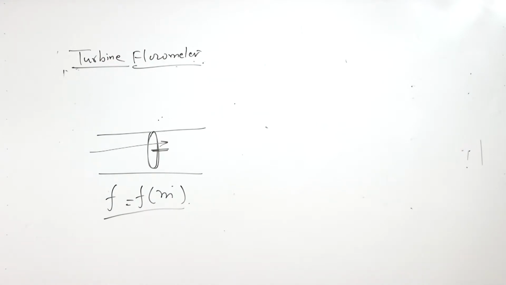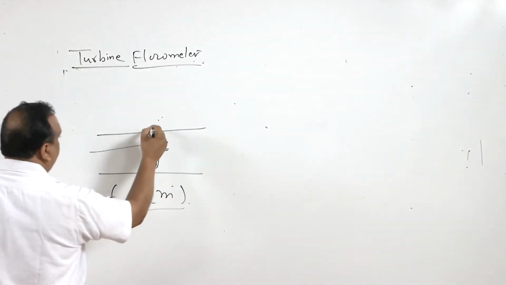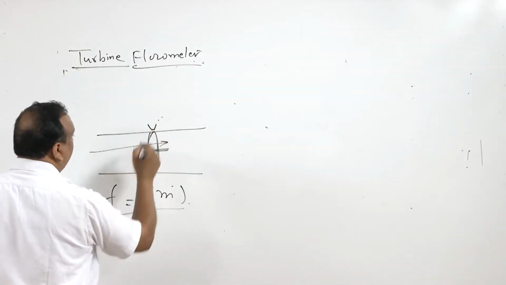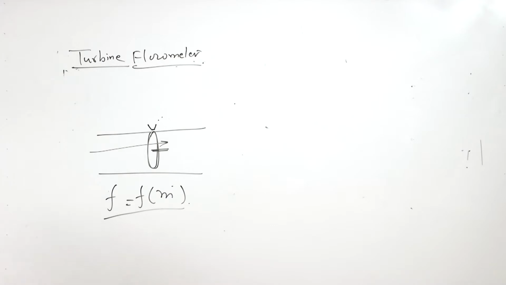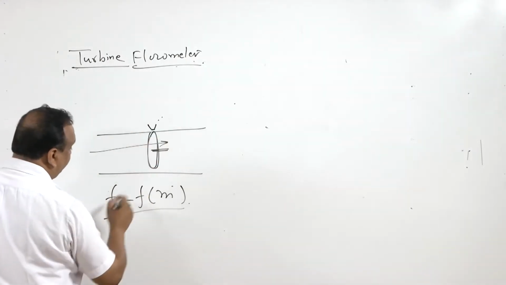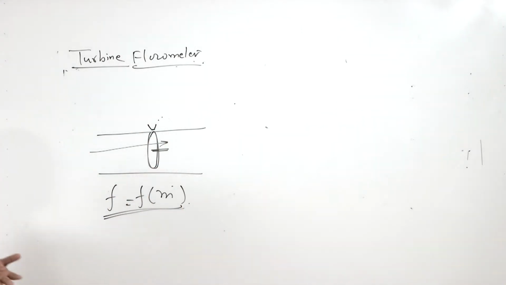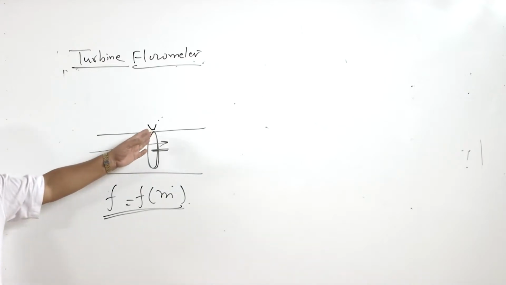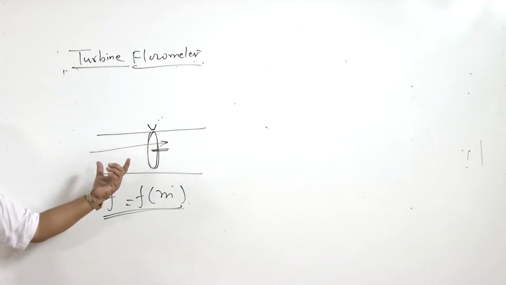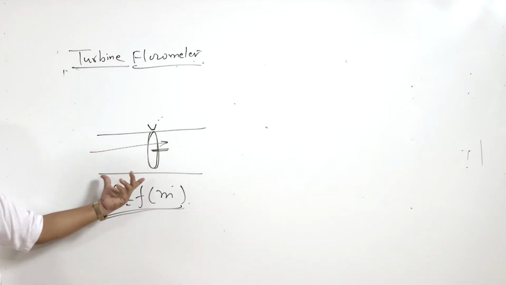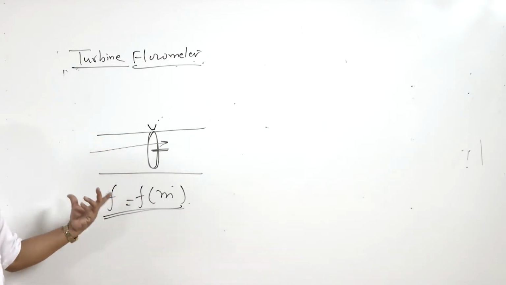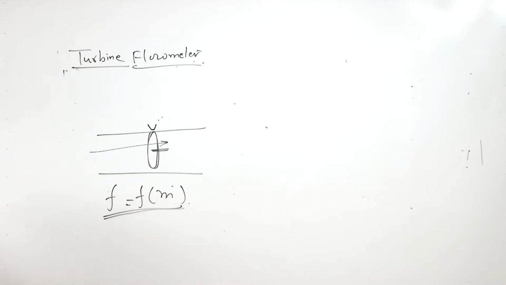So there is a pickup here, a proximity sensor. The proximity sensor senses the pulses coming to it, and this can also be used as a totalizer. If you count the number of pulses in a particular time duration, that will give the total flow, and pulses per second will give you the mass flow rate or volumetric flow rate per second. So turbine flow meters are not very costly devices.